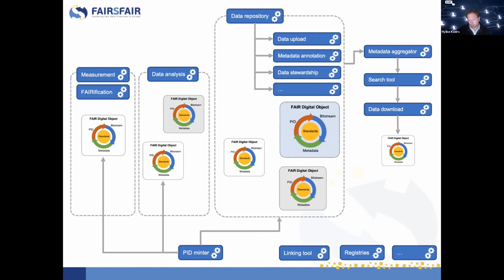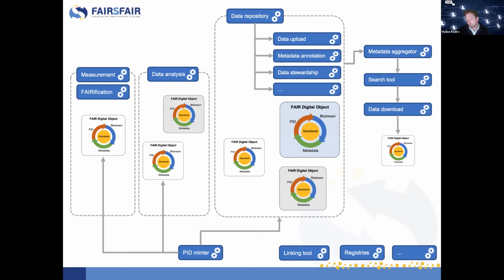Underpinning all of this are horizontal supporting foundational services, if you like. For example, services that mint PIDs or that resolve PIDs. Services that take care of the linking between FAIR digital object registries, and there's a whole lot more. So to really make this work and to enable and support these FAIR digital objects throughout the life cycle is really not only about the content, it's also very much about the tools and the services that act on them.